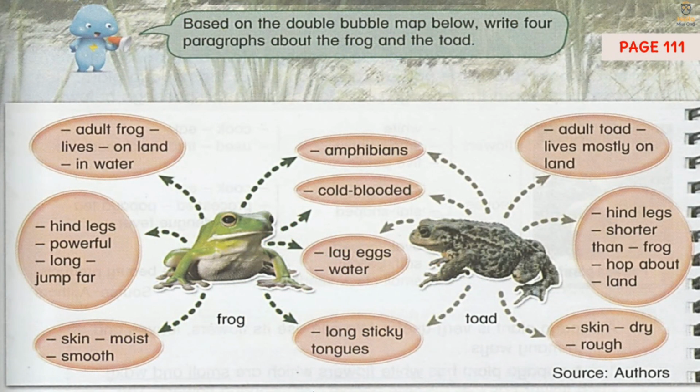Next, based on the double bubble map below, write 4 paragraphs about the frog and the toad. In terms of similarities, both the frog and the toad are amphibians. They are cold-blooded, they lay eggs in the water, and they have long sticky tongues. Now let's look at the differences. For the adult frog, it lives on land and in water. However, for adult toad, it lives mostly on land. For frog, the hind legs are powerful and long so that it can jump far.